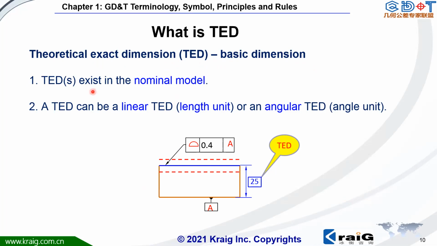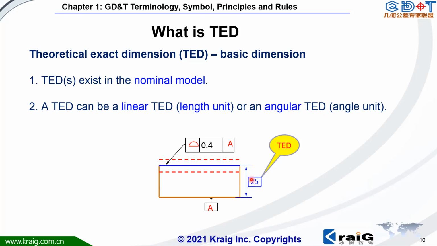TED only exists in the nominal model. TED can be linear TED. Here is linear or length. It could be angle. We call this angular TED. We are going to see this angular TED when we are talking about angularity. From here, TED is a length unit with a frame along this value.